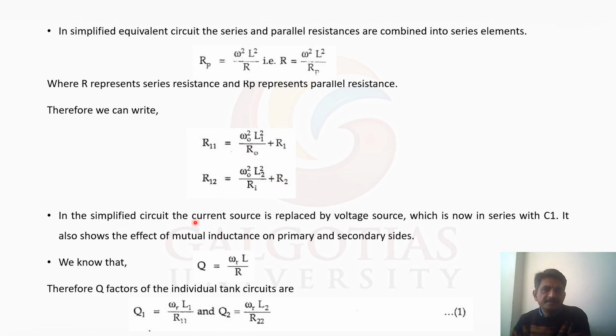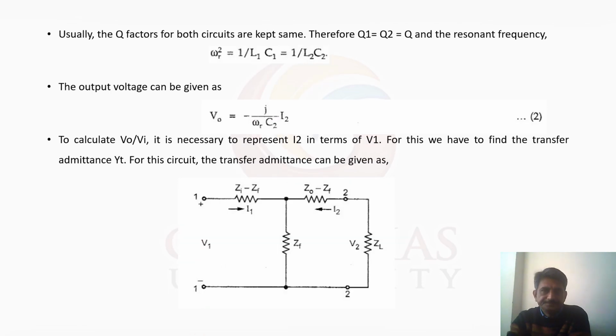In the simplified circuit, the current source is replaced by the voltage source, which is now in series with the C1. It also shows the effect of mutual inductance on the primary and secondary sides. We know that Q is equal to omega r L upon R. Therefore, the Q factors of the two tanks are given as Q1 equal to omega r L1 upon R11 and Q2 equal to omega r L2 upon R22. Usually the Q factor for both circuits is kept the same. So Q1 equals Q2 equals Q, and the resonant frequency can be given as omega r square is equal to 1 upon L1 C1, which is equal to 1 upon L2 C2.